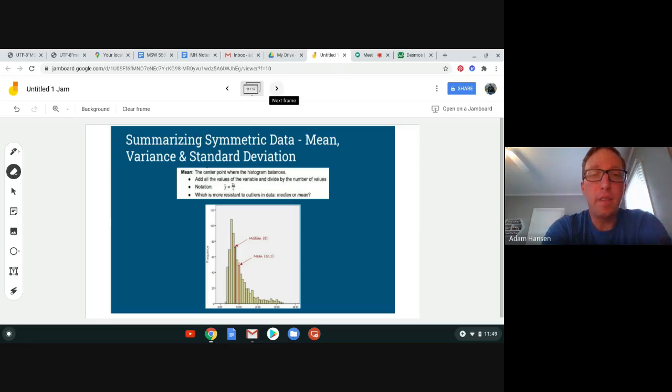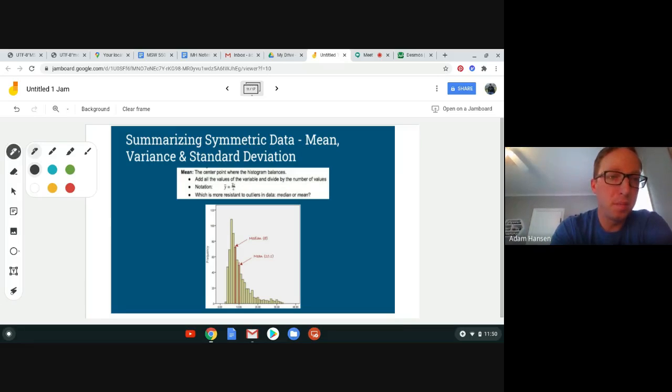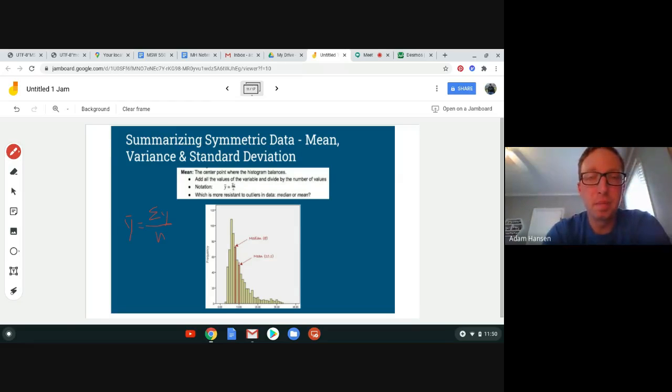The mean, or average, is the center point in which a histogram would be balanced. It's the weighted average of all the different data points in a sample. I'm sure we all know how to find the average of a data set. You add all the values up, then you divide by the number of numbers in the data set. Using some statistical notation, y bar is the notation for average, and y bar is equal to the summation of all the data points y divided by the sample size n.